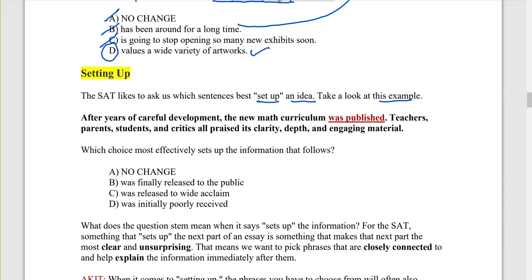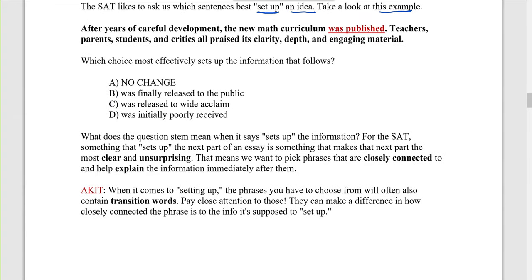But before we go through this one, we need to read this. What does the question stem mean when it says set up the information or sets up the information? For the SAT, something that sets up, by the way, we can use this again in reading, is something that makes that next part of an essay or passage the most clear and unsurprising. And I always say, you remember what I always say, huh? Pave the way for, closely connected, thank you very much. And I always say, pave the way for, that sets up.